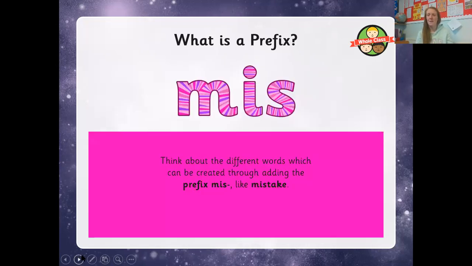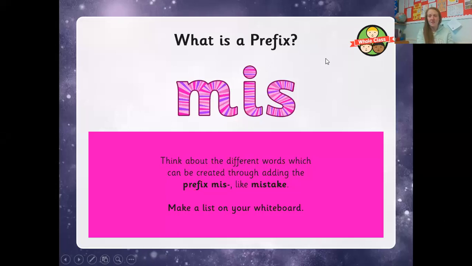Now, let's try the same with the miss. Now, you should know loads of miss words because they're in your spellings. So let's see if you can get 5 miss words. Pause me, write them down on a piece of paper, write down 5 miss words. Off you go.